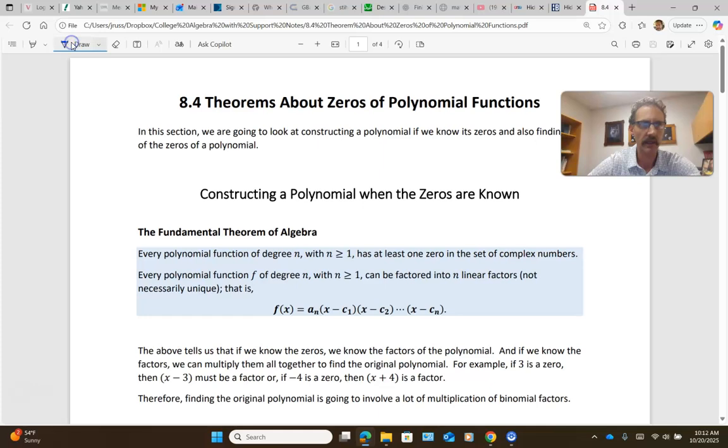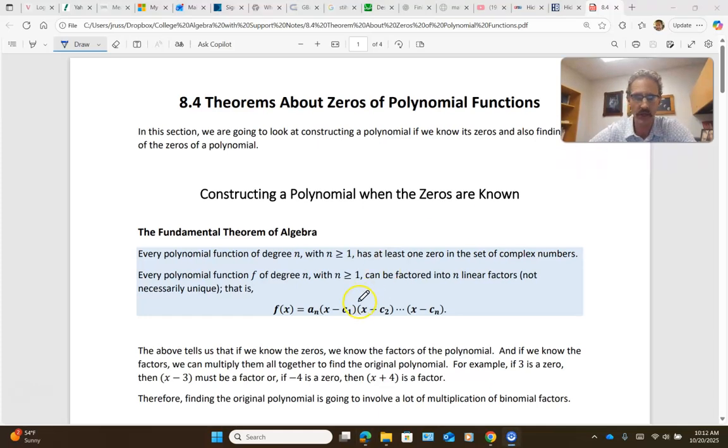Alright, welcome back, guys. So we finished up 8.3, and the last thing that we were doing in 8.3 we're actually going to start with in 8.4, or at least the results from that. And that is, if you know the zeros of a polynomial, you know its factors, and vice versa. Okay, so if you remember, that theorem was called the factor theorem.